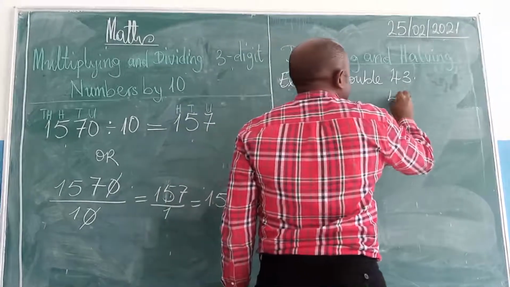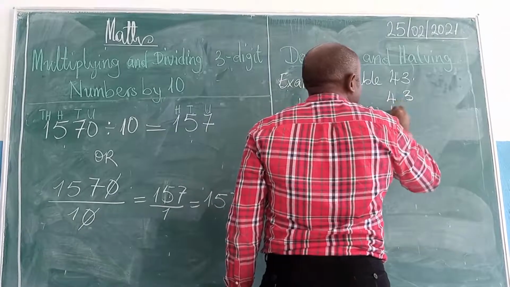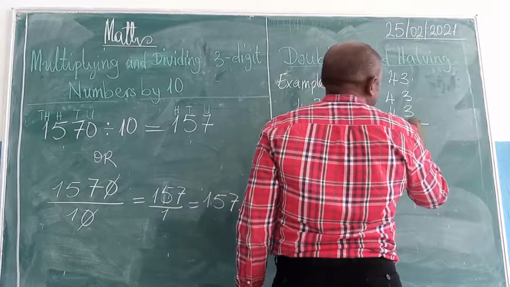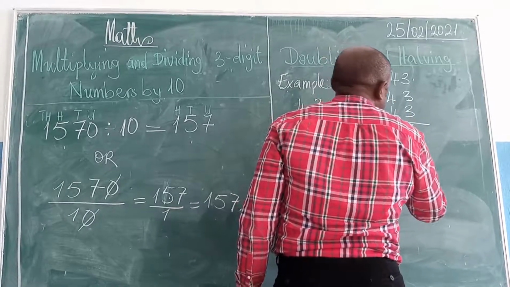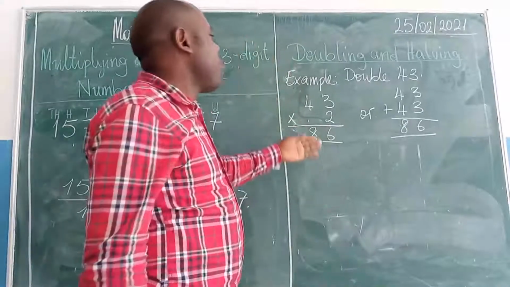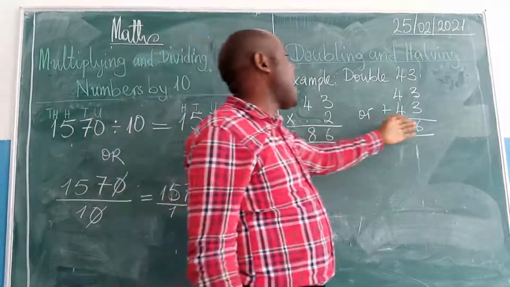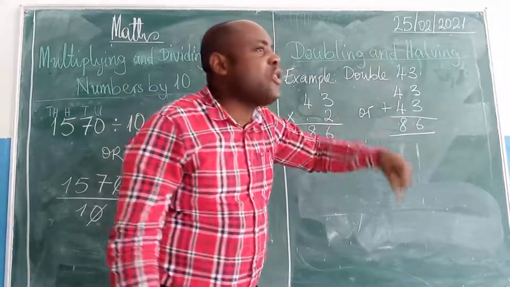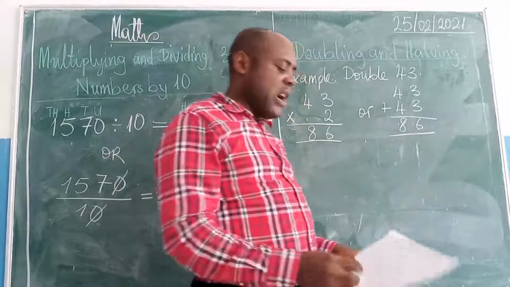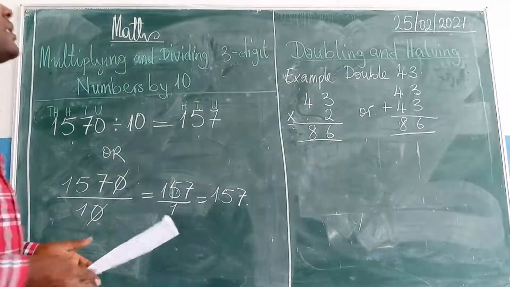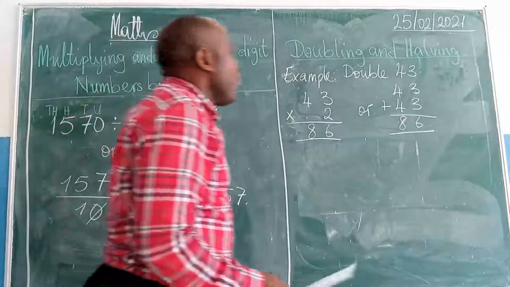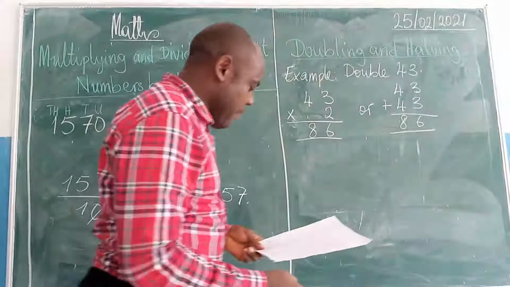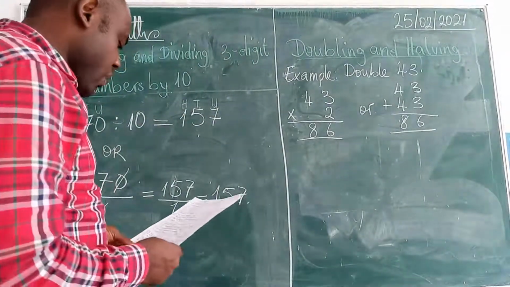Or 43 plus 43. 3 plus 3 is 6. 4 plus 4 is 8. So we discover that multiplying by 2 is the same thing as doubling. Multiplying by 2 is the same thing as adding the number onto itself. Or doubling is like multiplying by 2 or adding the number to itself. Okay.